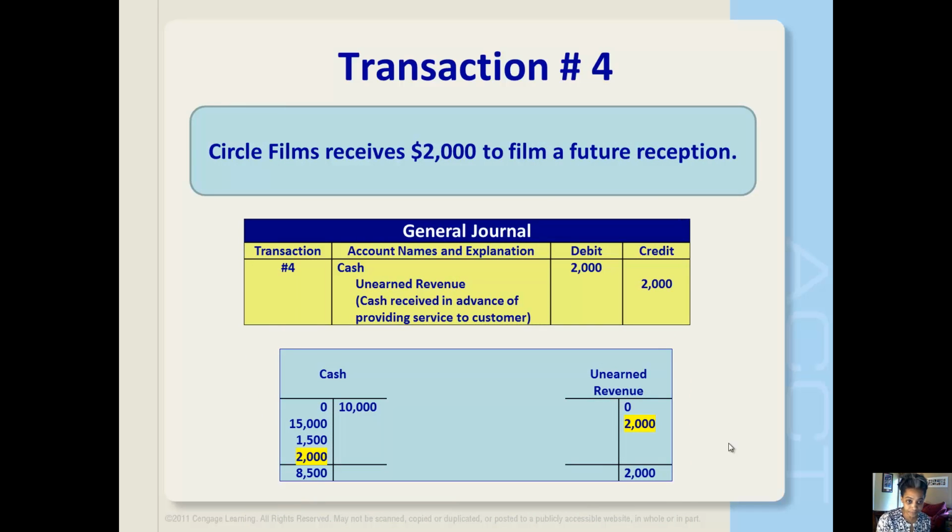Transaction number 4. Accounts that are affected, they're receiving cash, so cash is increasing, but they haven't performed the service yet, remember? So it's a new liability to the customer that's called unearned revenue, kind of like that unearned rent we saw a minute ago. Debits and credits, cash is an asset, so debit the cash account to increase it. Unearned revenue is a liability, so credit the unearned revenue account to increase it. And again, recorded journal entry and posted ledger information is on the slide.